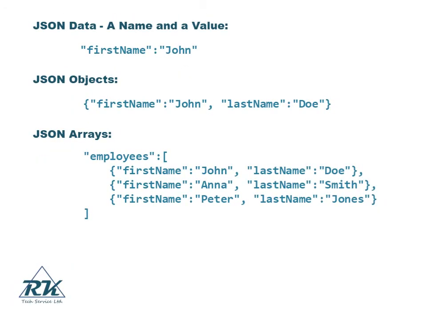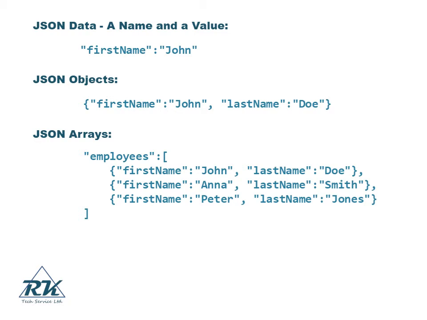JSON data, a name and a value. JSON data is written as name and value pairs, just like JavaScript object properties. A name and value pair consists of a field name, in double quotes, followed by a colon, followed by a value. Please find one example for JSON name and value.